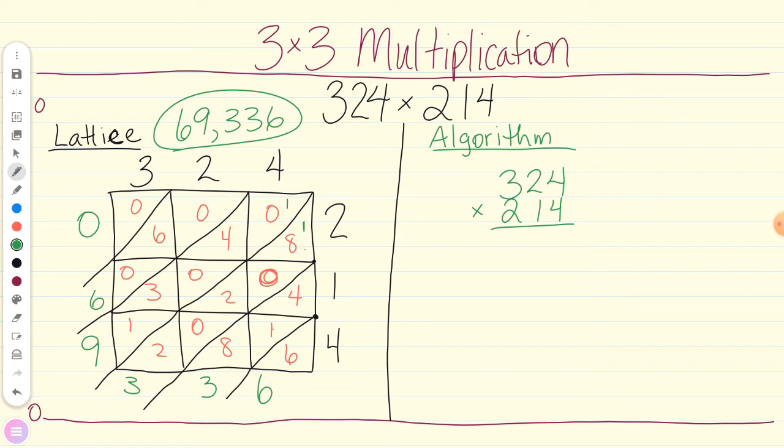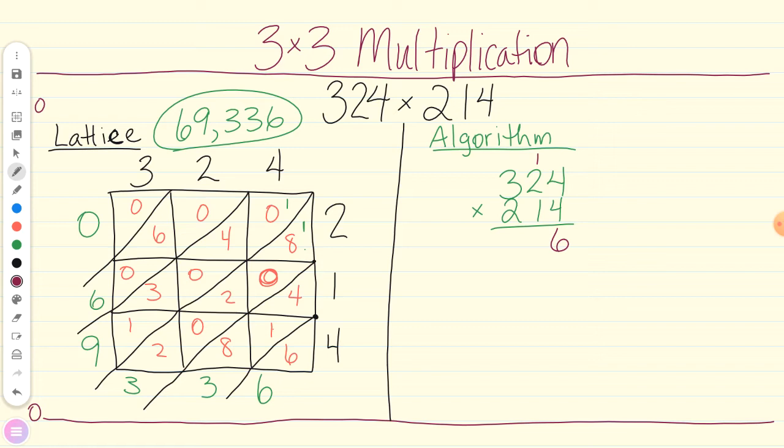So what is the first math fact that I am doing? Callie? 4 times 4. Okay, what is 4 times 4? 16. Where do I put those numbers? You put the 6 below the 4. Good job. And then you put the 1 above the 2. Okay, what's my next problem, Rory?